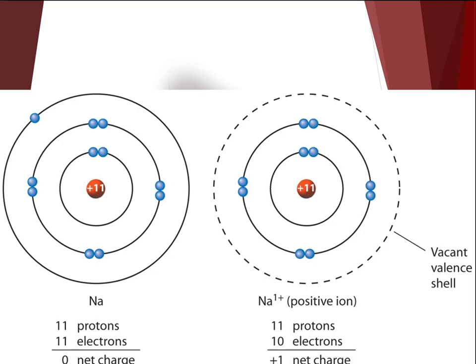For example, when an atom of sodium loses one electron, it still contains 11 protons, but now only 10 electrons. Since the sodium atom now has one more positive charge than negative charges, it has a net charge of +1. The symbol for this ion is written as Na1+, or Na plus for shorthand.